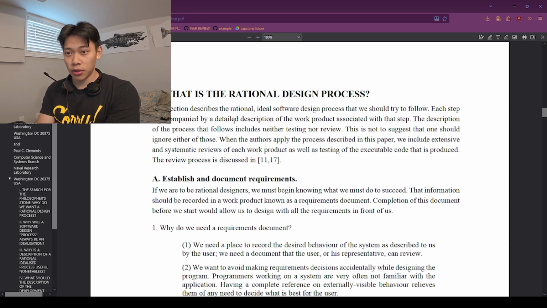When the authors applied the process described in this paper, we included extensive and systematic reviews of each work product as well as testing of the executable code that is produced. The review product is discussed in 11 and 17.